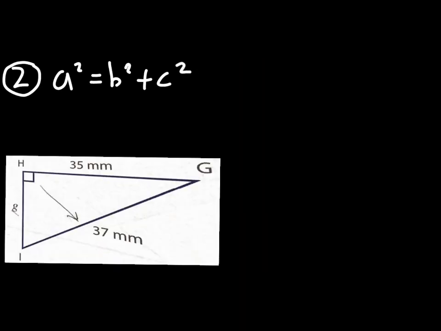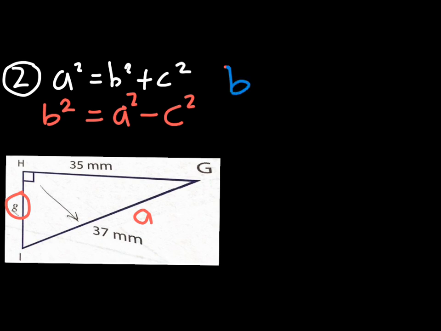Question 2. We once again see that we are already given the value of the hypotenuse. So that means we are trying to find one of the other sides. To find the value of this missing side, we need to rearrange our formula. So once again, we can say b squared equals, and remember the hypotenuse was always the largest value, so it's the hypotenuse minus the other side squared. Thankfully, all of our values are already in the same units, so we don't need to convert.